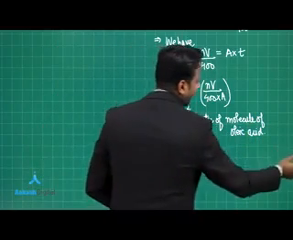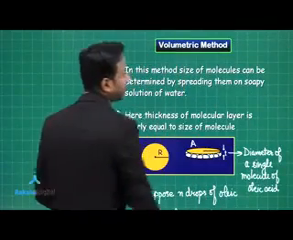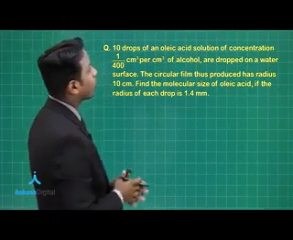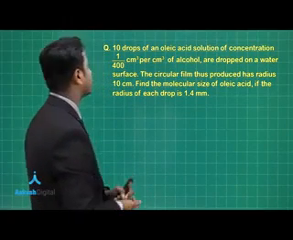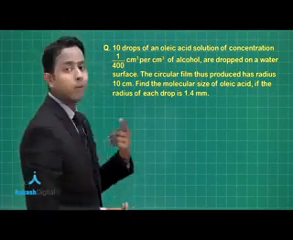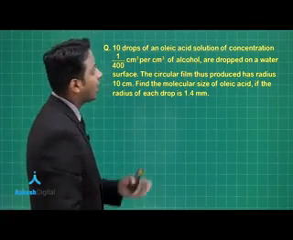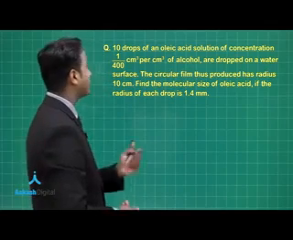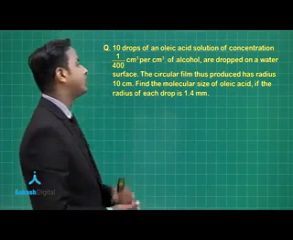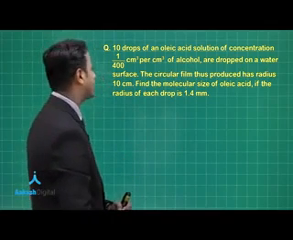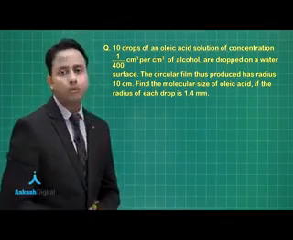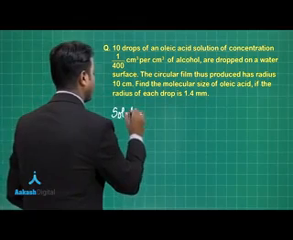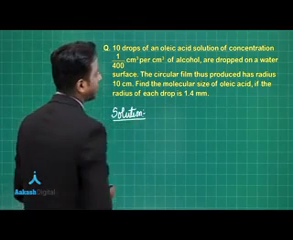Now let's see the application of this volumetric method using a question. Now the question reads as: 10 drops of an oleic acid solution of concentration 1 by 400 centimeter cube per centimeter cube of alcohol are dropped on a water surface. The circular film thus produced has a radius of 10 centimeter. Find the molecular size of oleic acid if radius of each drop is 1.4 millimeter. So let's try to solve this question. Let's first write all the data which is being given in the question.